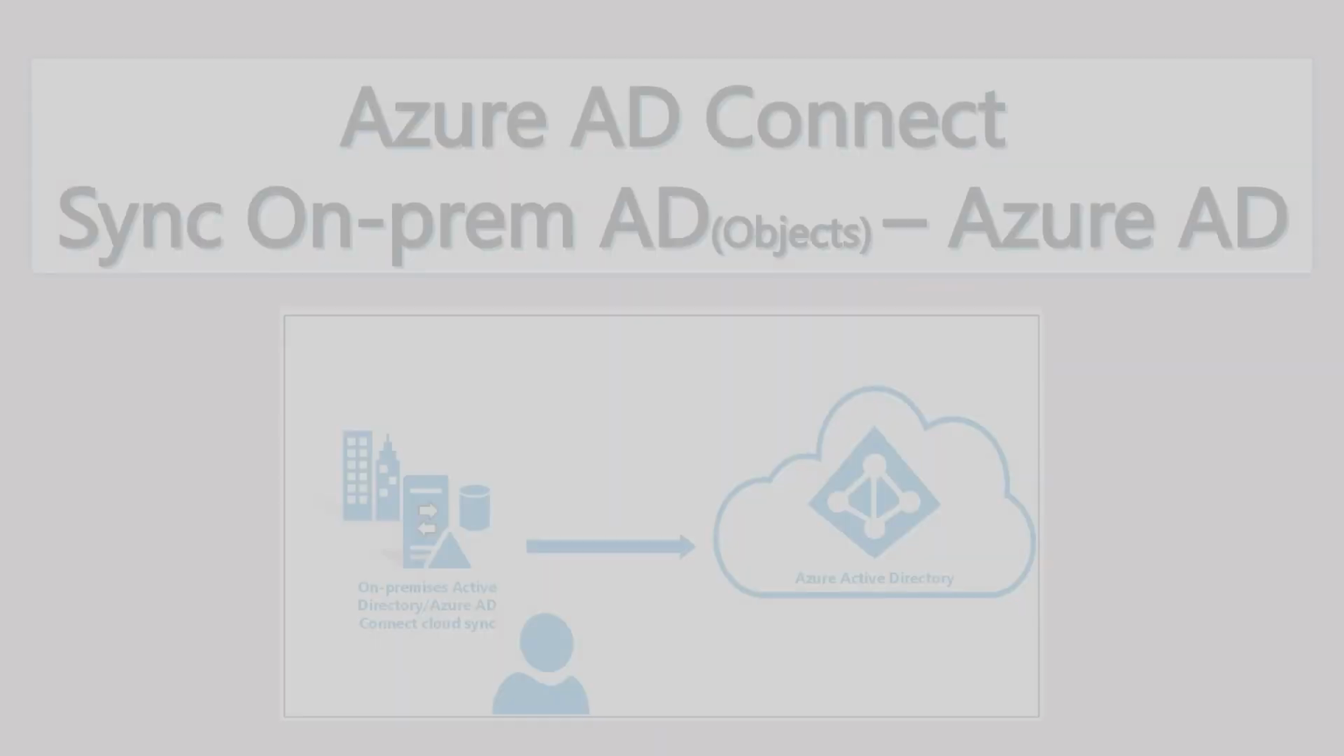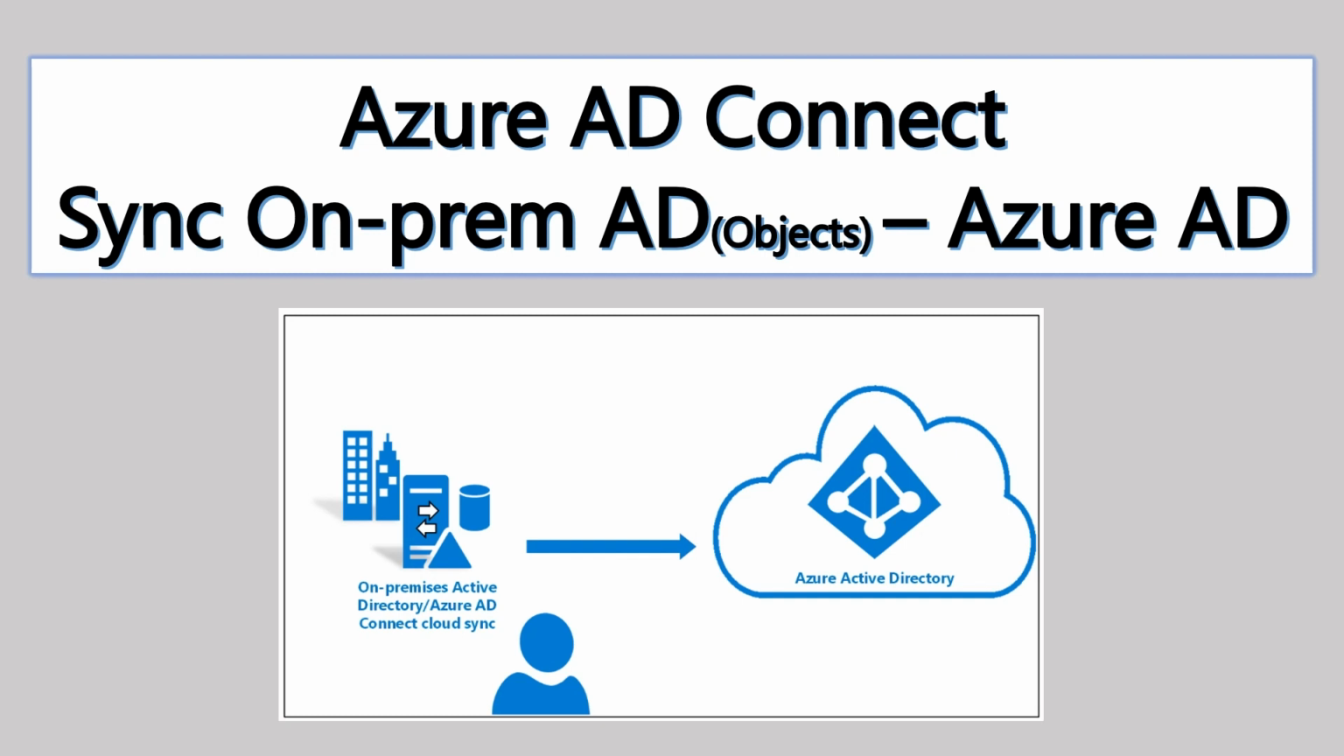In this video, I'm going to talk about Azure AD Connect. If you are looking to sync on-premise objects to Azure Active Directory, which is a cloud directory, we need to use the Azure AD Connect tool. In this video, I'm going to explain the end-to-end deployment of Azure AD Connect, as well as how to promote a server as a domain controller.